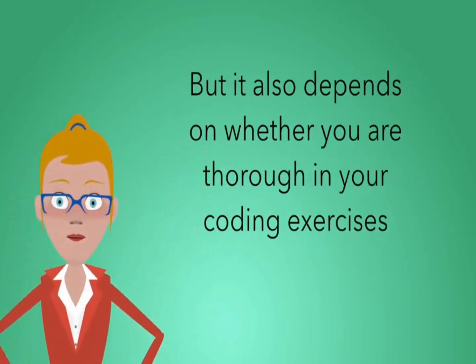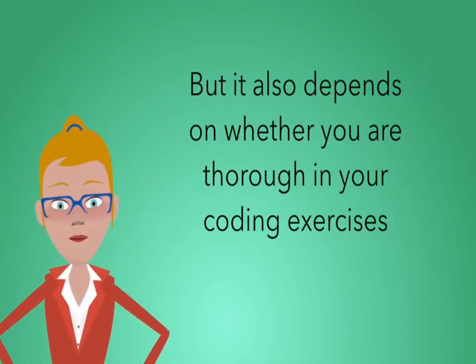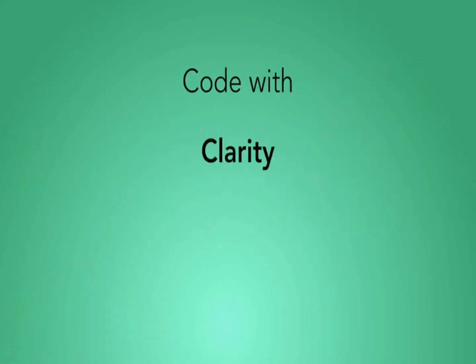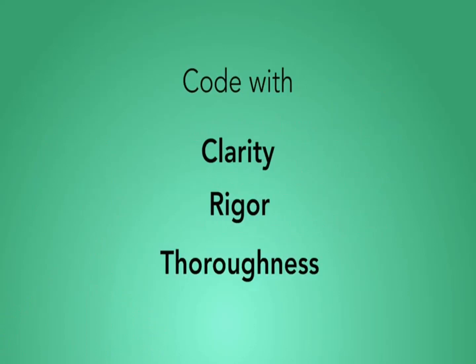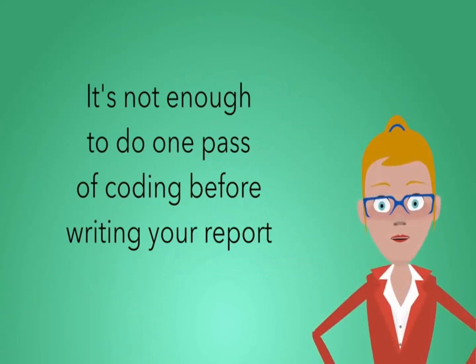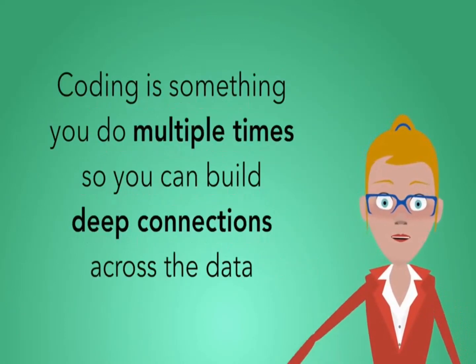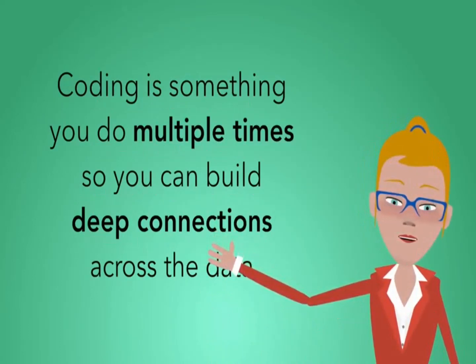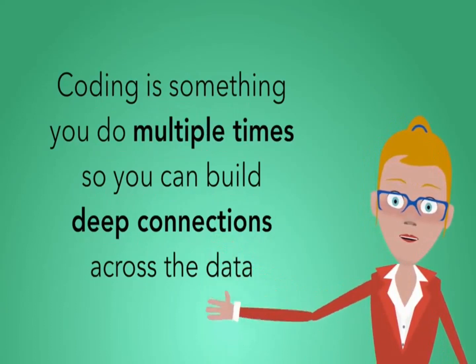But the reliability and validity of your research also depend on the extent to which you are thorough in your coding exercises. So you code for analytical clarity, you're coding for rigor and thoroughness. It's not about just doing interviews and then taking one pass at the interviews and writing up. People do that, but ostensibly the coding process is something that you go through multiple times in order to ensure that what you code on the first interview makes sense when you get to your 50th interview.